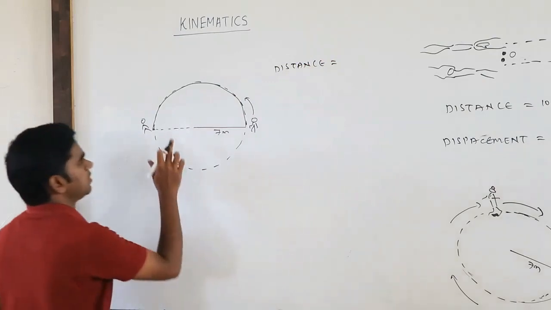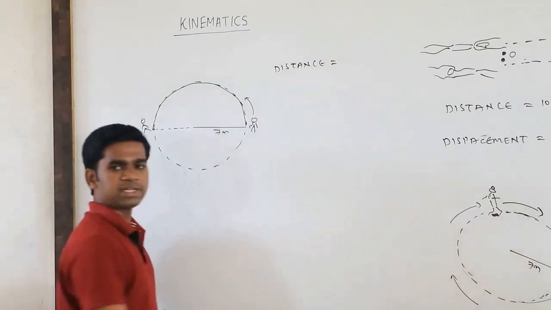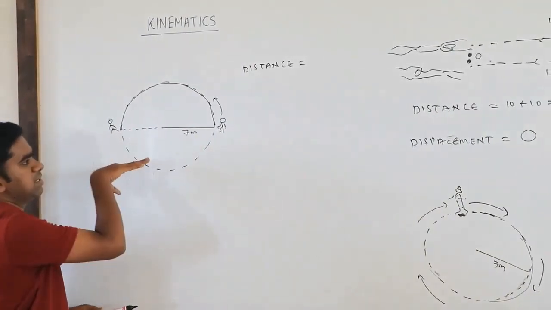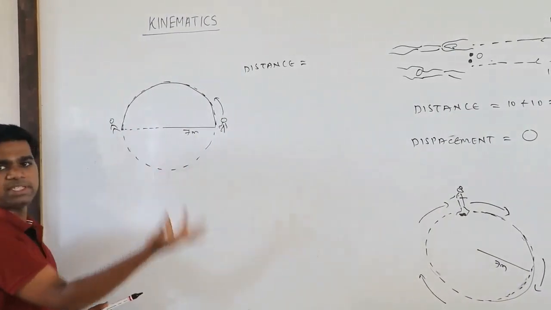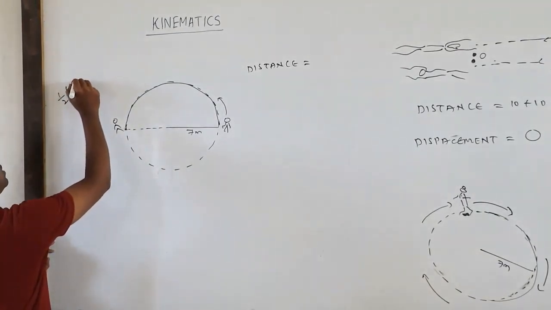Distance is, in this case, what? In this case, the total circle. So the circumference of the circle is 2 pi r. Now semicircle. Semicircle means half of the circumference of the circle.